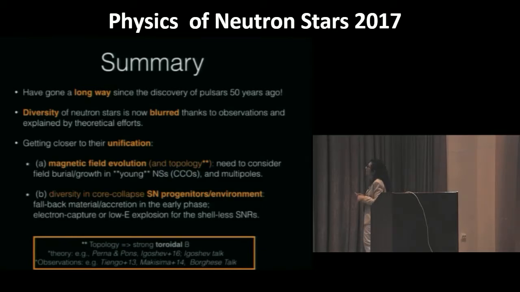I didn't have time to talk about this, but this was covered in a number of talks at this meeting. But one thing I should note is that the toroidal component of the magnetic field is extremely important. It has been shown both theoretically and observationally that it can explain the diversity of neutron stars. In particular, theoretical work done here stresses the importance of a toroidal field in explaining magnetar-like behavior from low magnetic field pulsars, as well as the anticorrelation between magnetar outbursts and the age of the system. And observations, whether from cyclotron features, indicate the presence of very strong toroidal components either on the surface of neutron stars or inside the neutron star.